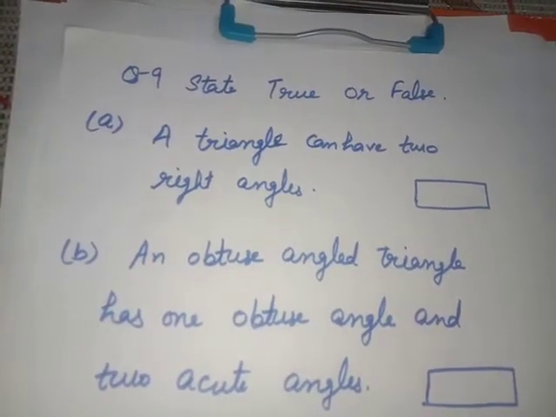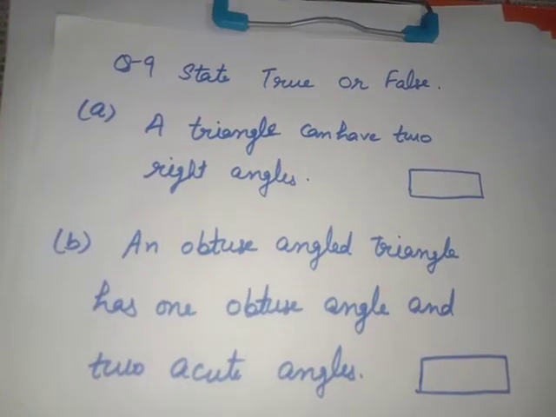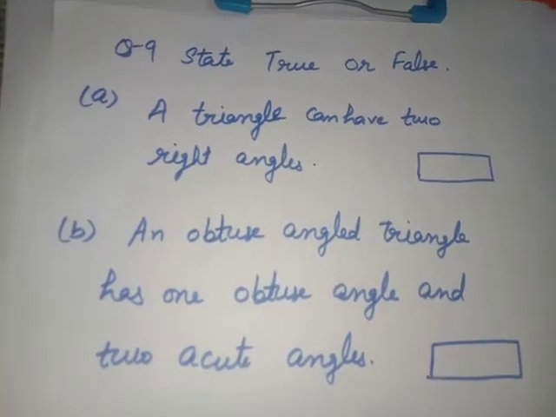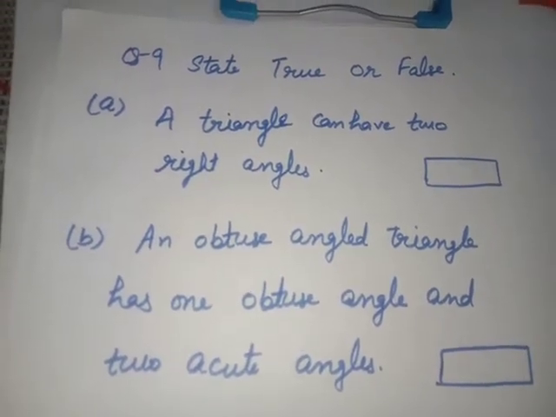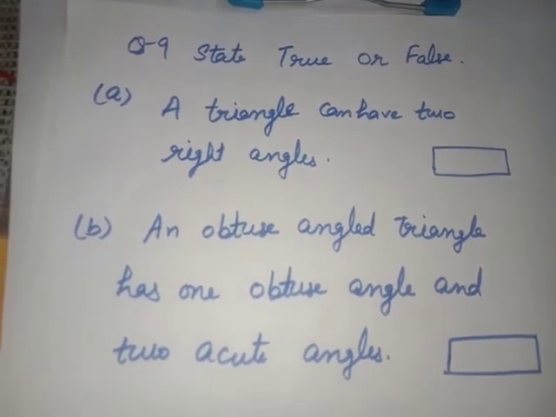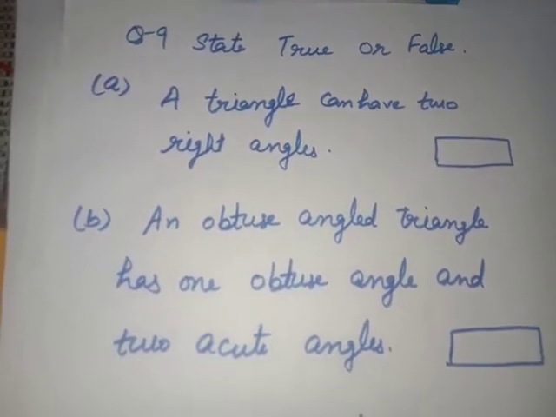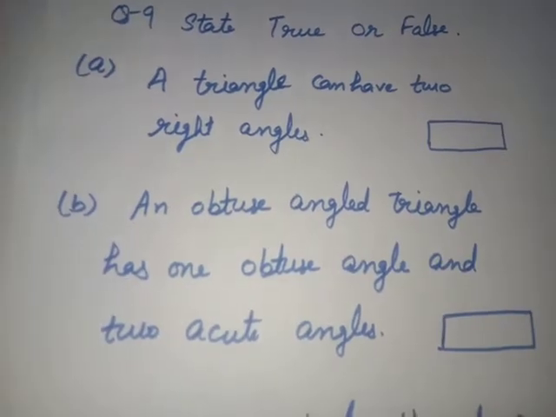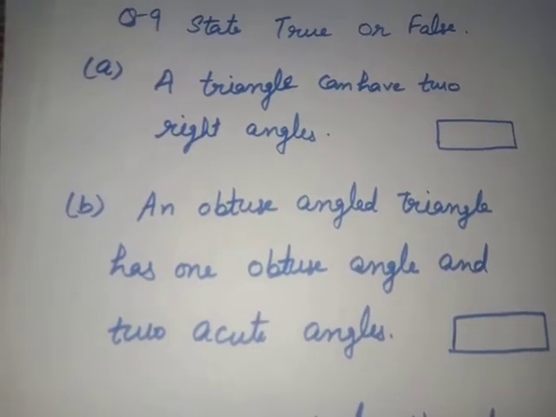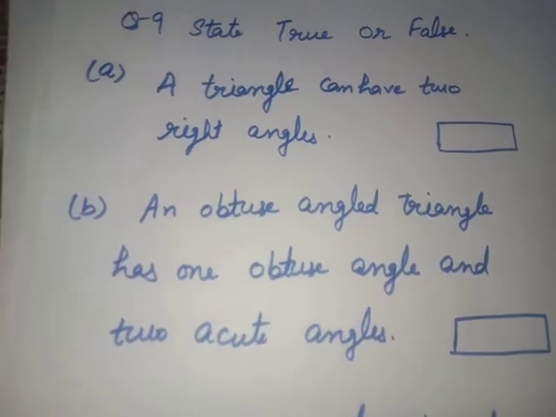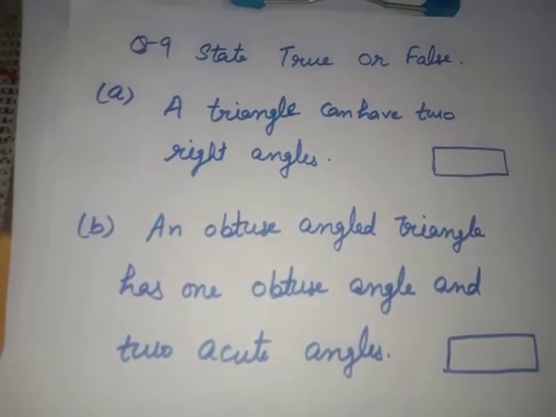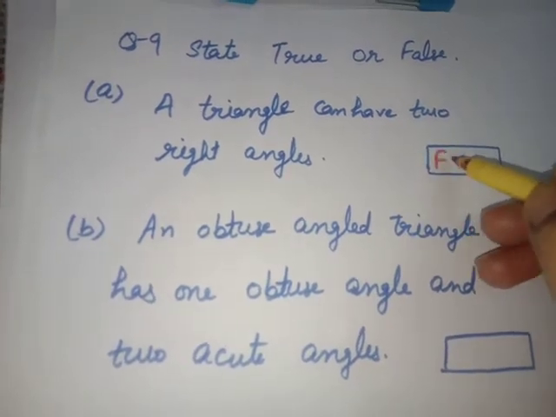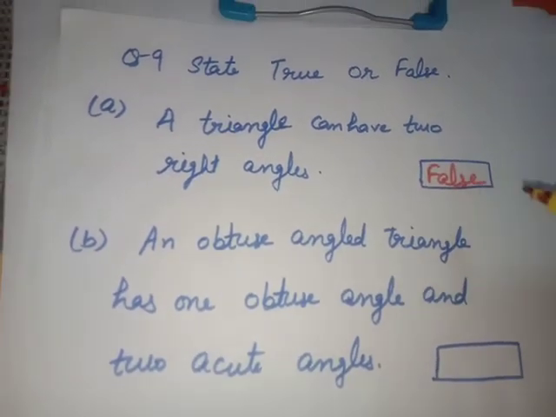Question number 9 is state true or false. This question also you will do in your book only. First part: a triangle can have two right angles. Tell me, right angles means 90 degree. Can two angles of a triangle be of 90 degree? No, because the sum of three angles will be more than 180. So the statement is false.